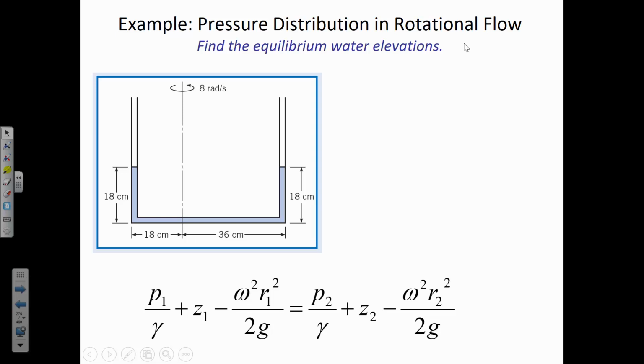It says in the problem statement, find the equilibrium water elevations, and so the gamma we can know because it mentioned this was water. But there's a trick here. We've got Z1 and Z2, and we don't know either of them. And this equation, we've just got the one equation. So how are we going to get around this? How are we going to solve the equation when there's 2 unknowns? What's that? Set 2. And what's your rationale? So he's saying set Z1 equal to 2Z2?